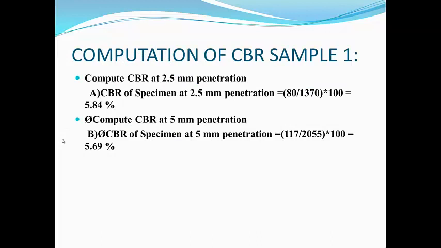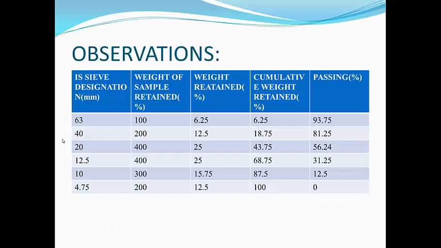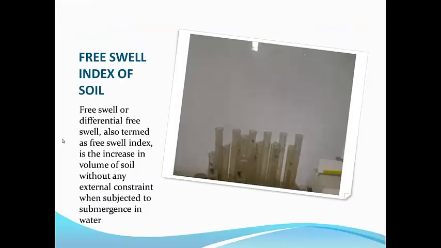Computation of CBR at 2.5 mm penetration is found out, and then at 5 mm penetration is also found out. If the CBR value at 2.5 mm penetration is more than that at 5 mm penetration, then the test is said to be valid. These are the different sizes of sieves that are to be used for the sieve analysis. These are the observations recorded from the sieve analysis. The last column gives you the percentage finers that are retained on each sieve.